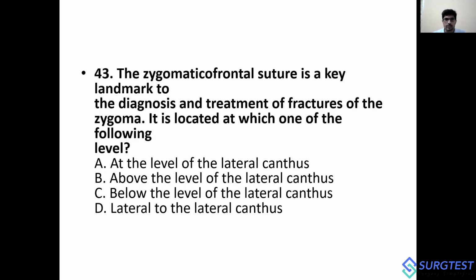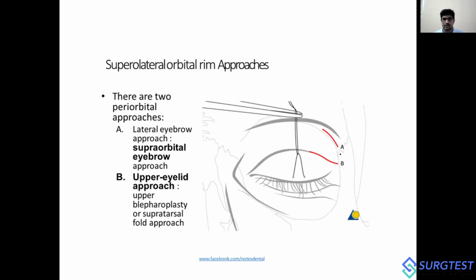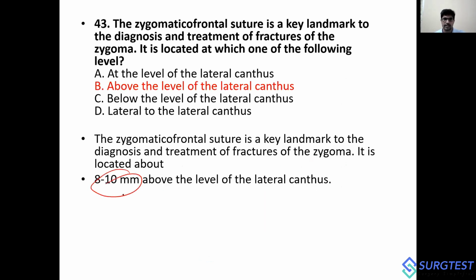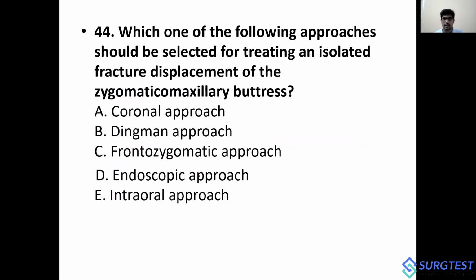The zygomatico-frontal suture is a key landmark to the diagnosis and treatment of fractures of zygoma. It is located at which one of the following? They are asking about the ZF suture, the anatomical landmark, whether it is at the level of the lateral canthus, above the level of the lateral canthus, below it, or lateral to the lateral canthus. So this is the ZF suture. This is the lateral canthus. Obviously, the ZF suture is above the lateral canthus, and the landmarks we have seen are the upper eyelid incision, eyebrow incision, and also the upper tarsus incision. To be specific, it is 8 to 10 mm above the level of the lateral canthus. That is the answer.